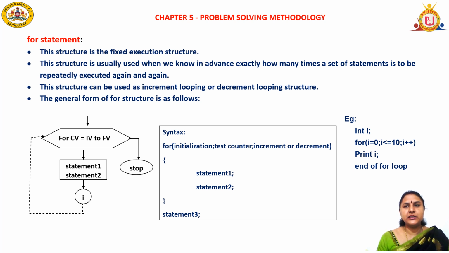I plus plus means I become 1. So print I means first time it will print 0. So I plus plus means again it will repeat the for loop. It becomes 1. So it will print the values until the condition is satisfied, that is up to 10. It will print from 0 to 10: 0, 1, 2, 3, 4, 5, 6, 7, 8, 9, 10. So then after the condition becomes false, it will end. That is end of for loop.